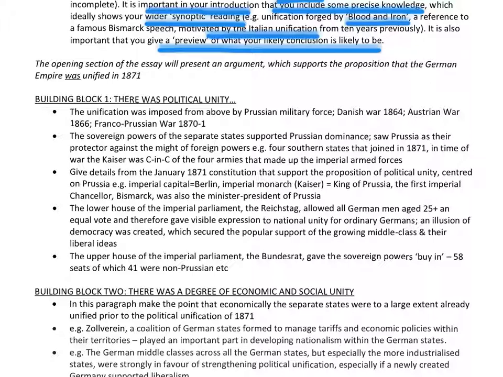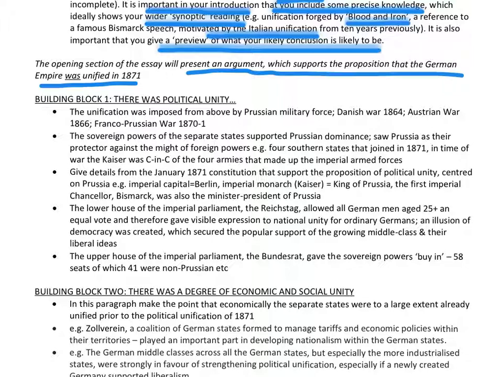In the first half, you're going to present an argument which supports the proposition that the German Empire was unified to some extent in 1871. And then in the second half of the essay, you're going to present an argument which challenges that, which says the empire was not unified. So let's now talk about the first half.